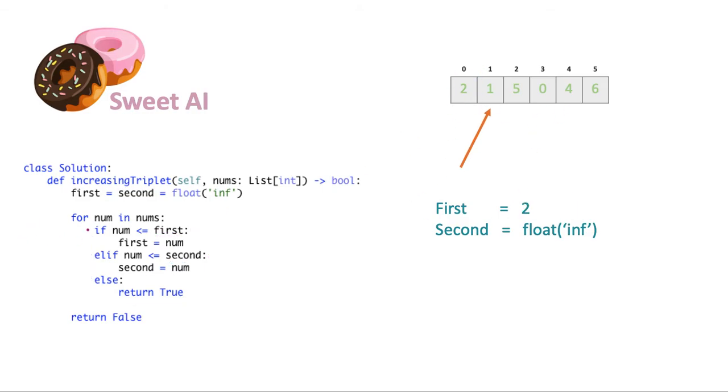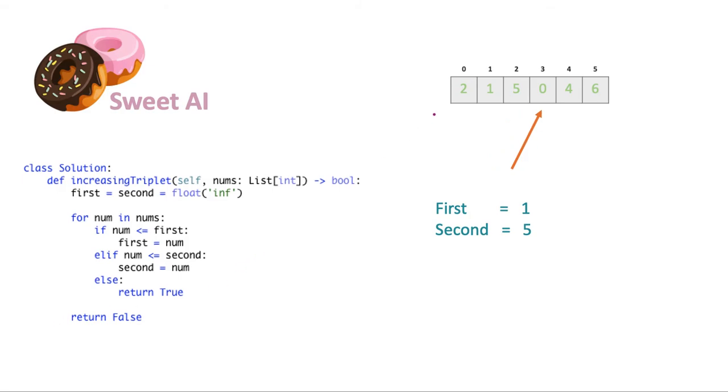If this condition is valid, we need to update first. So is 1 smaller than first? Yes, it is. So we update this to 1, and then we go through the for loop again for the next number. And how about 5? Is 5 smaller than first? No, it's bigger. How about if it is smaller than the second number? Yes, it is. So we update second, and we go through the for loop for the next number.